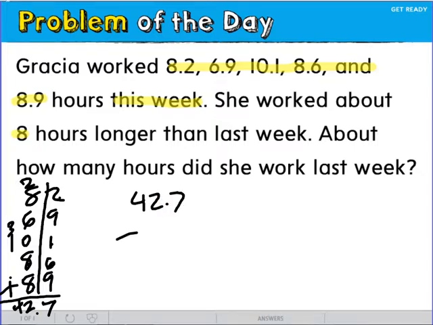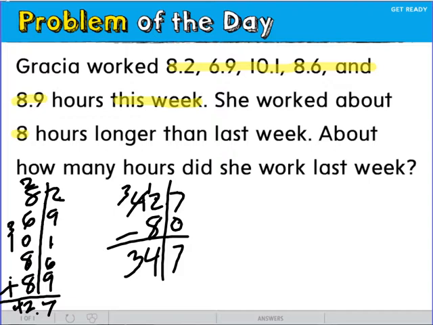Second part I said what I had to do was subtract 8. Seven subtract 0 is 7. 2 subtract 8, can't do it. So she worked 34 and 7/10 hours last week.